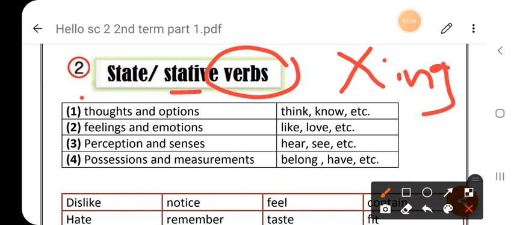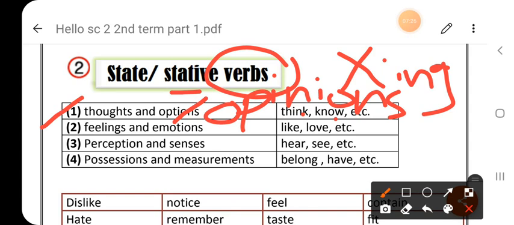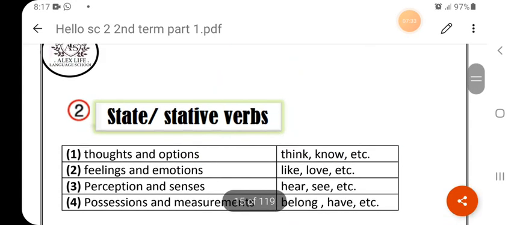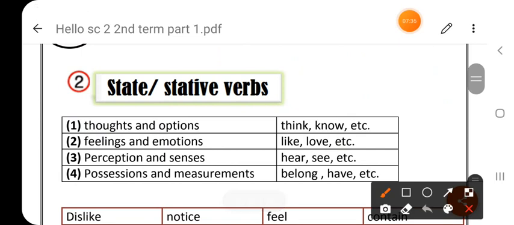How come? Well, we can divide them into groups. Number one, verbs that are related to thoughts and opinions, like think, know, understand, anything connected to your mind. That's opinions, guys, not options, okay? So again, if you're talking about your opinion, your thoughts, your ideas, like think, know, believe, understand, we can't use ing anymore.